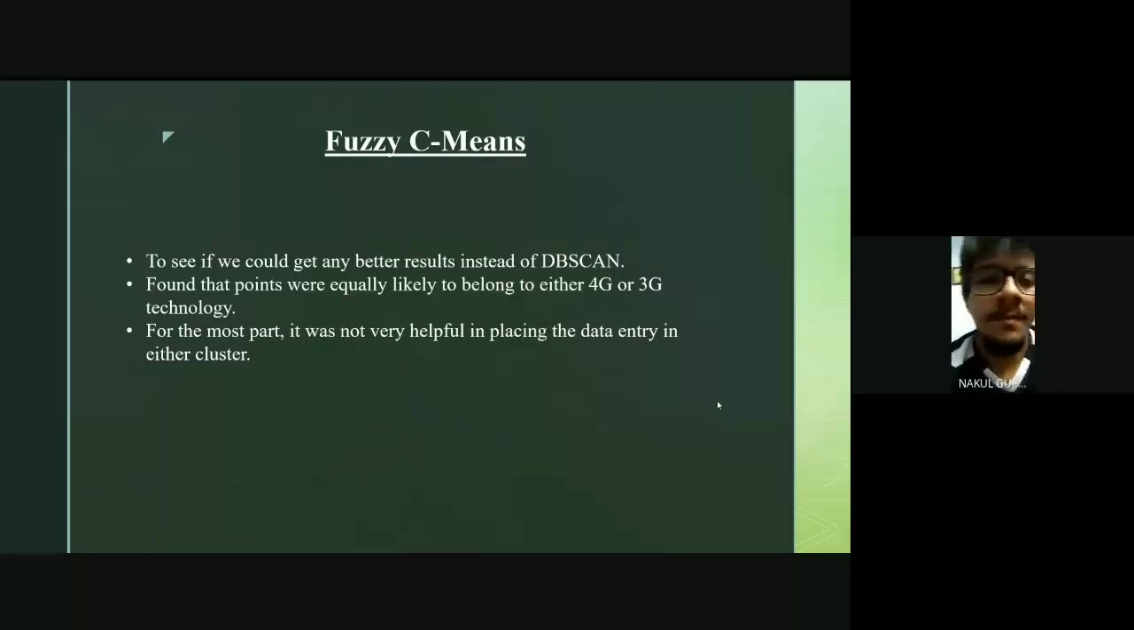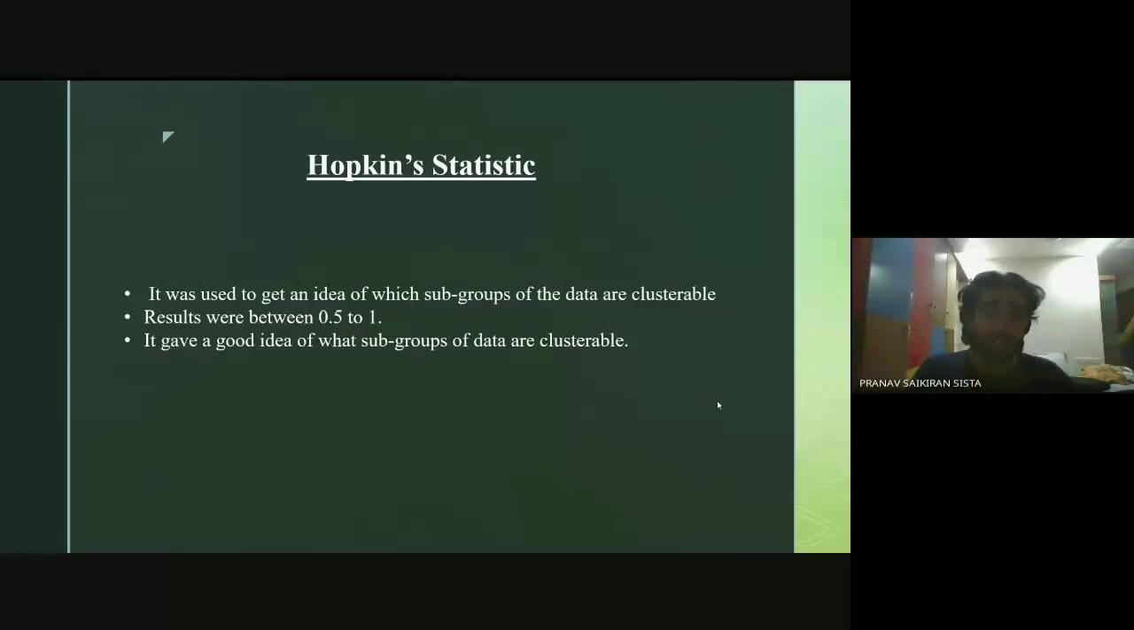Now on to DBScan. Prior to studying DBScan, we looked at the Hopkins statistic, and we used this technique to figure out whether a certain subgroup of data was clusterable. What do we mean by a subgroup of data? A subgroup of data was taken by fixing certain attributes and considering all the data entries which were falling under those attributes. For example, we fixed the service provider, the technology, the area, the year, the month, etc.